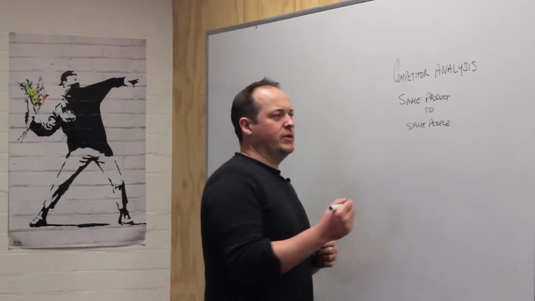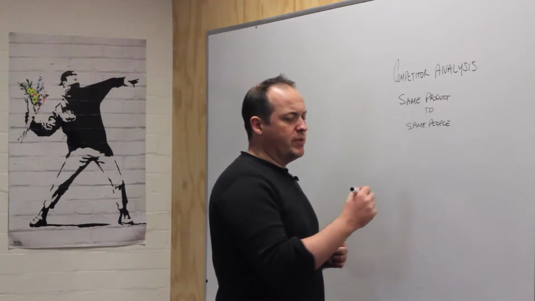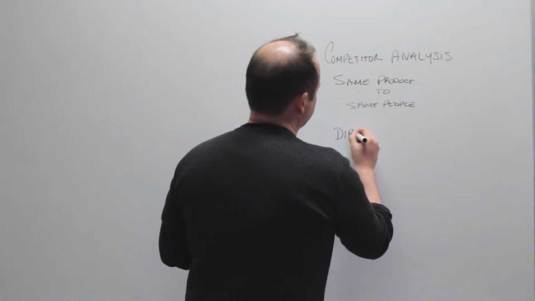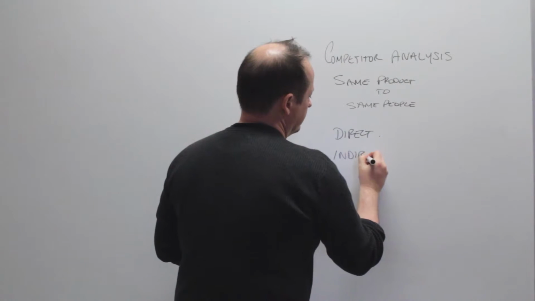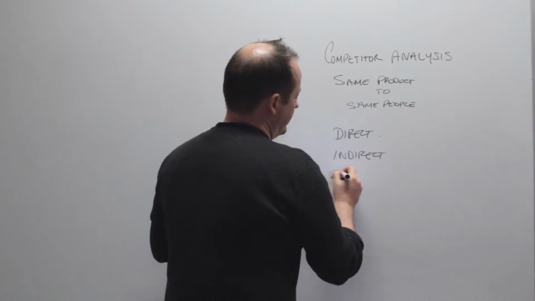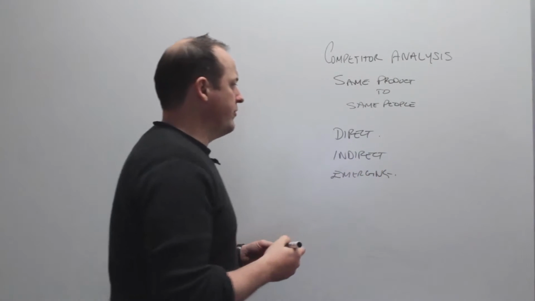Now, there's a couple of different ways we can look at that. When we're thinking about it, there's actually three groups of people. There's our direct competitors. Then there's indirect. And then lastly, there's the emerging. We'll start to have a look at who these different groups are.